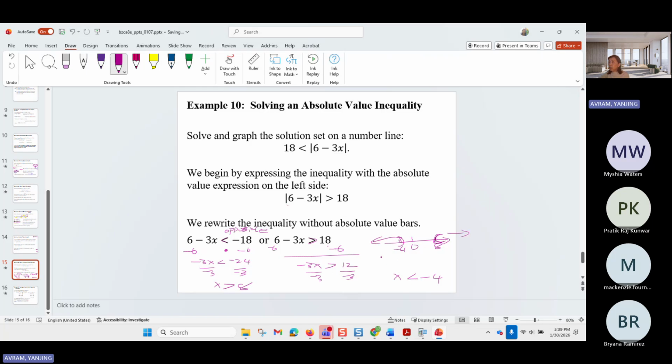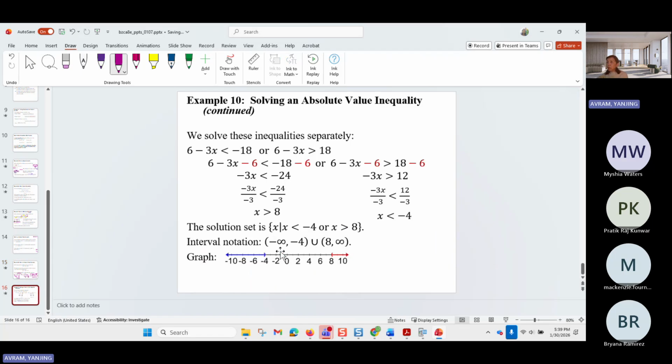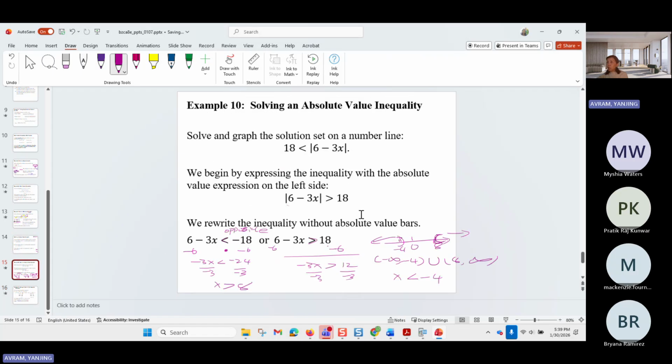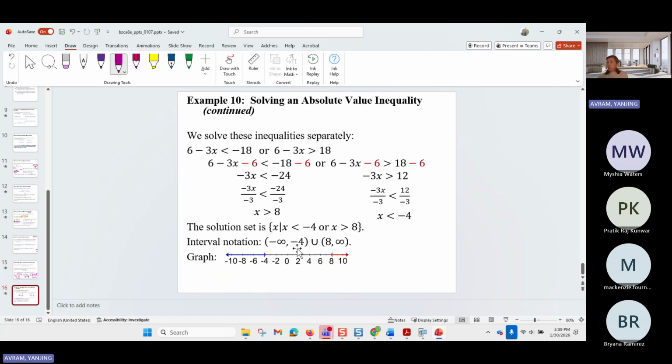So how do you write down an interval? Negative infinity to negative 4, and then you're going to have 8 to infinity. So that is your solution in here. That's how you solve this kind of compound inequality or absolute value inequality. For this one, you have to break down into two inequalities, and then you solve each one. That is your solution.